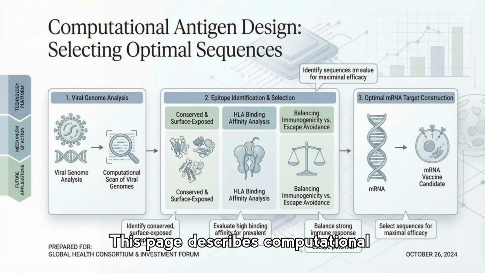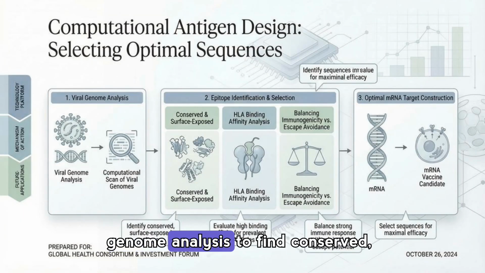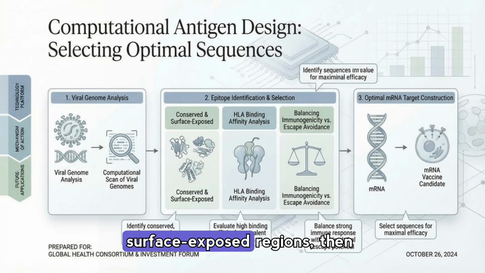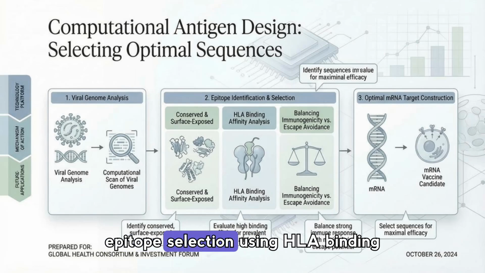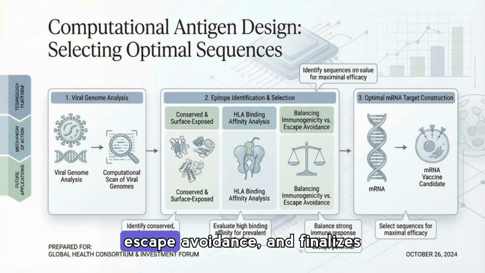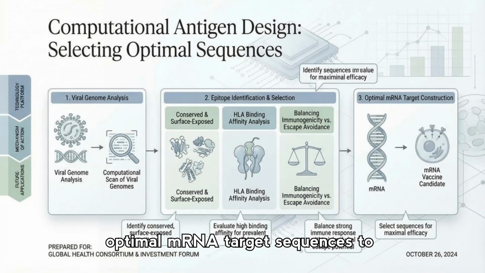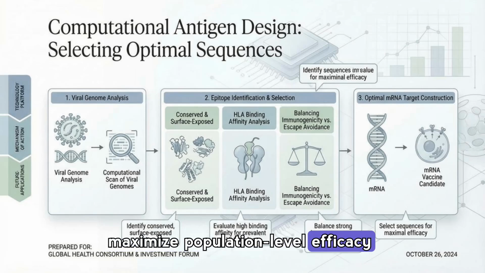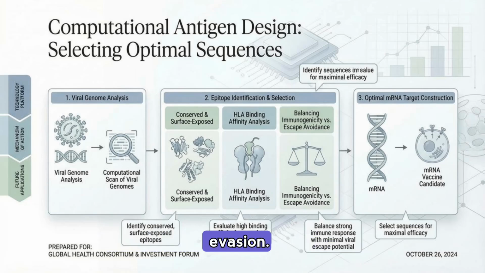This page describes computational antigen design, starting with viral genome analysis to find conserved, surface-exposed regions, then epitope selection, using HLA binding affinity models. The process balances strong immunogenicity with escape avoidance and finalizes optimal mRNA target sequences to maximize population-level efficacy while minimizing the risk of immune evasion.